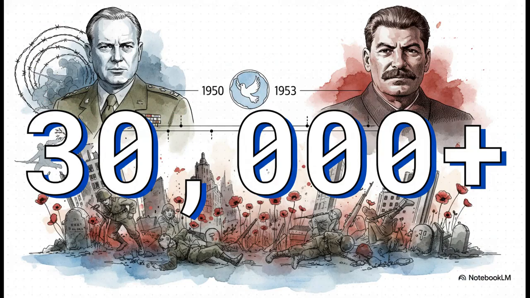The fighting just dragged on and on until they finally signed an armistice in July 1953. But the cost was staggering. Millions, literally millions of Korean soldiers and civilians wiped out alongside more than 30,000 Americans. It's this incredibly dark irony, right? We call it the Cold War, but for those fighting on the front lines, it was devastatingly hot.